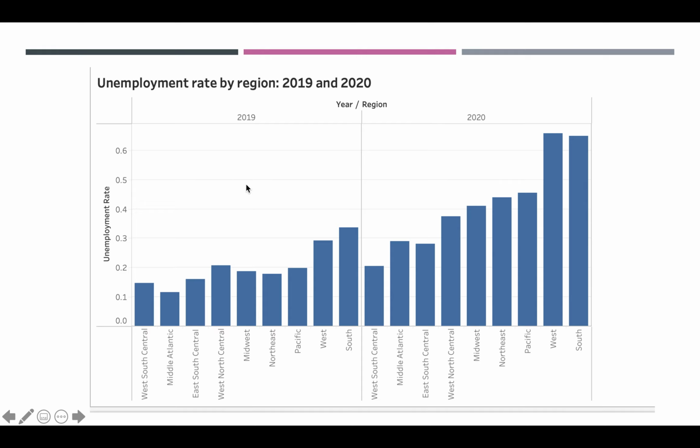This visualization shows a comparison of the unemployment rate in 2019 and 2020 by region. As you can see, the highest increase in the unemployment rate were the regions West and South. In 2019, they both had an average unemployment rate of 3%, and in 2020 the rate doubled to almost 6%.